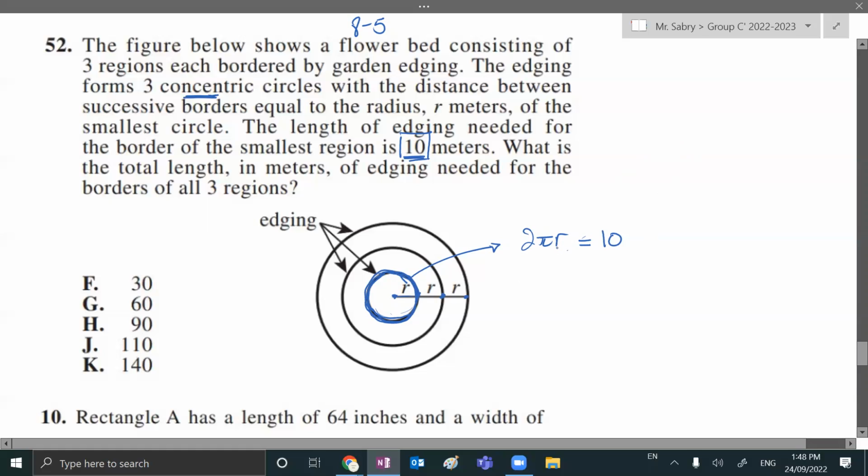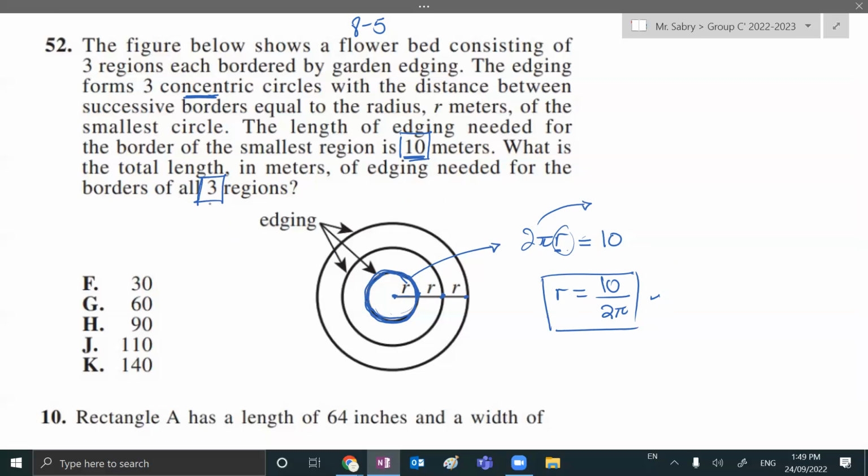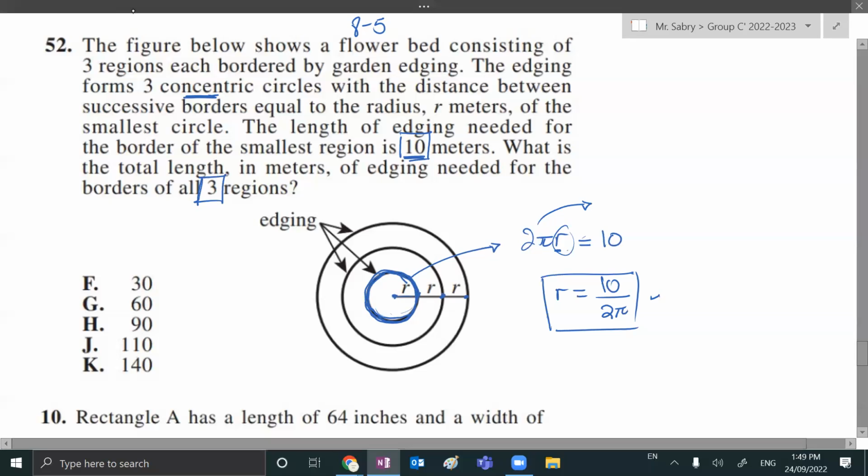Can you guys get the r now? If I have 2 pi r equals 10, I can get r by moving the 2 pi to the other side by division. So I'll say that r is equal to 10 divided by 2 pi. Now I have the value of 1r. This is extremely important. When they later ask what's the total length of edging needed for the borders of all 3 regions, I'll get the circumference of all 3 regions and add them together. That's the total edging.